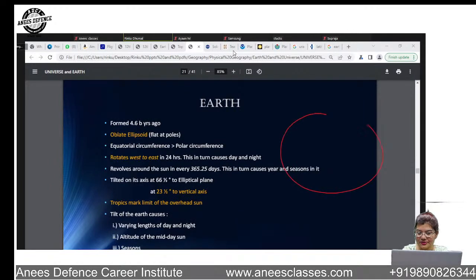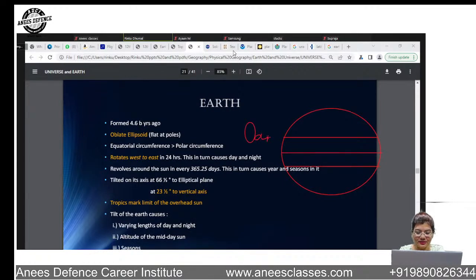Suppose this is the earth, and this is the equator. And these are the two, Tropic of Cancer and Tropic of Capricorn. This is your Tropic of Cancer, and this is the Tropic of Capricorn.